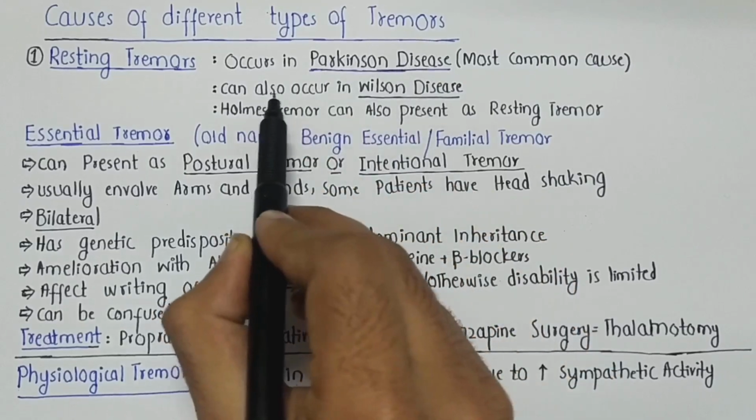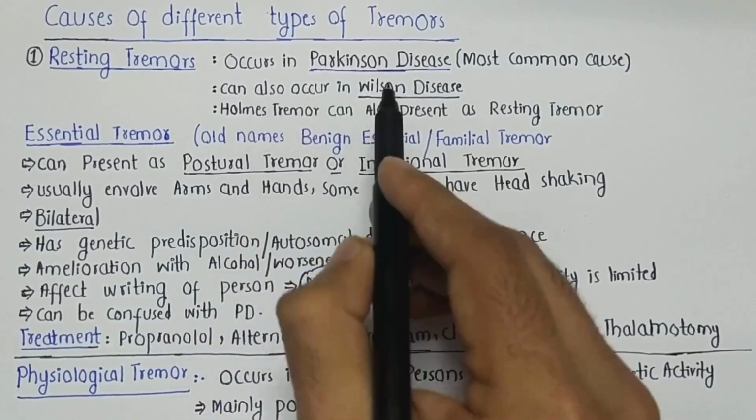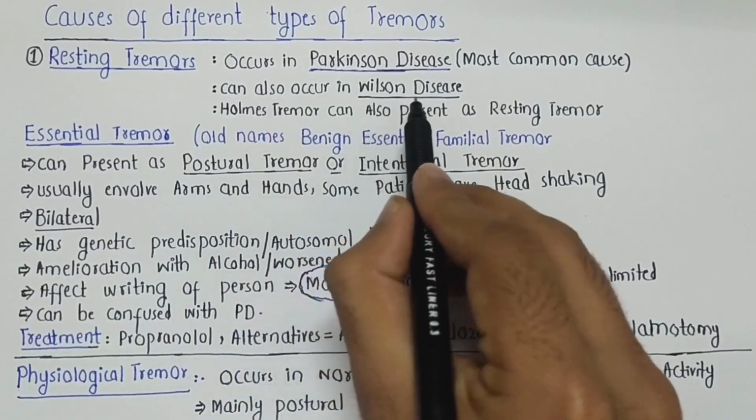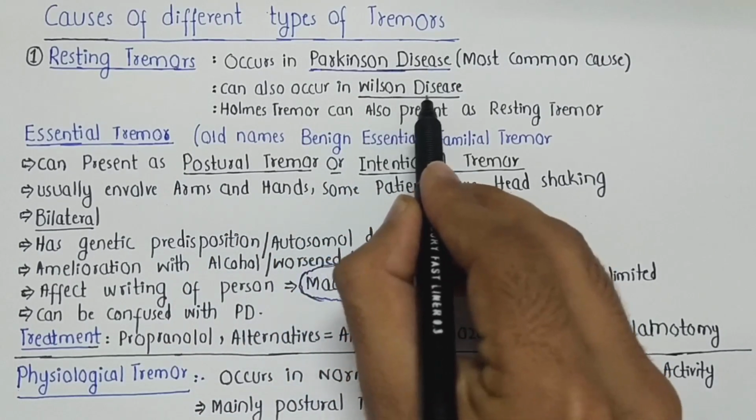However, these can also occur in Wilson disease. Wilson disease is a genetic disease where there is defective metabolism of copper.